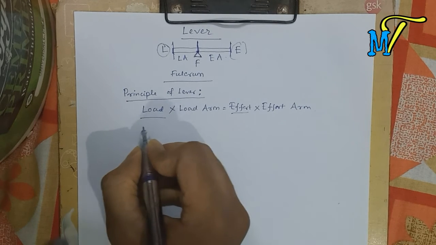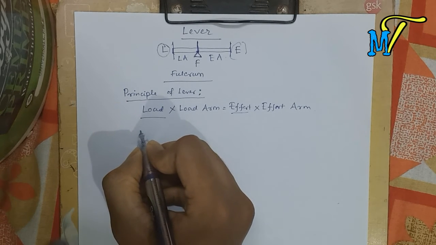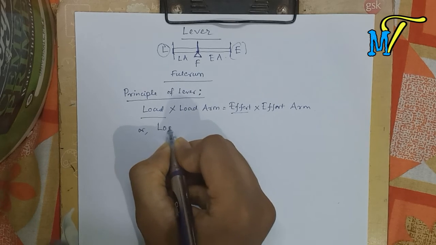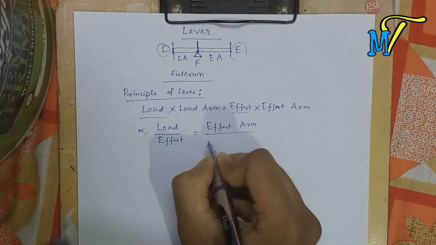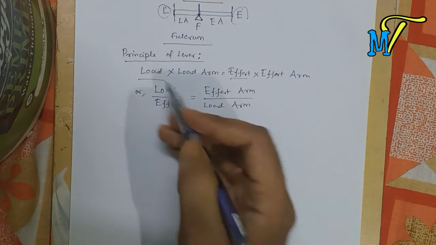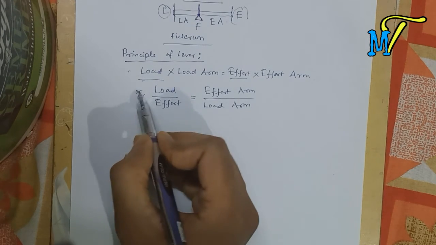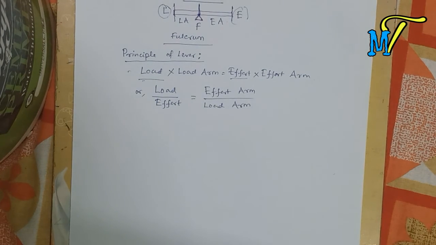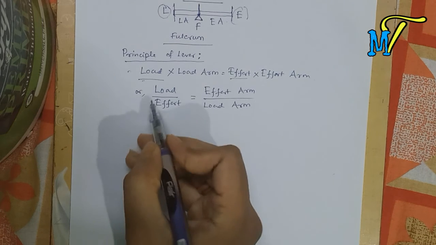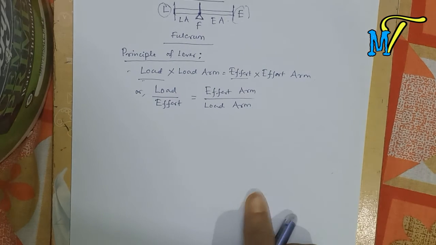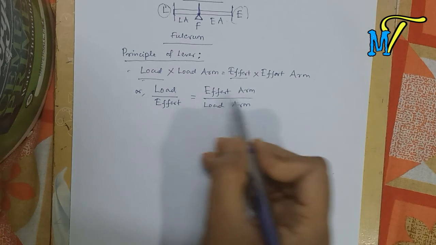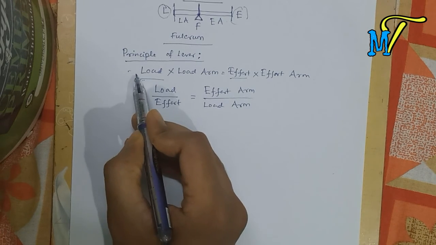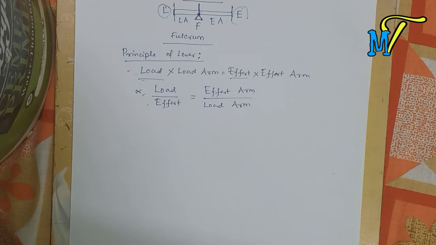From this statement, we can write that load by effort is equal to effort arm by load arm. How I have written this step from the previous one: if you understand what an equation is, you can simply write this. If you don't know what a simple equation is, first learn that, and then it is easy to understand how this step came from that one. So this is all about the principle of lever.